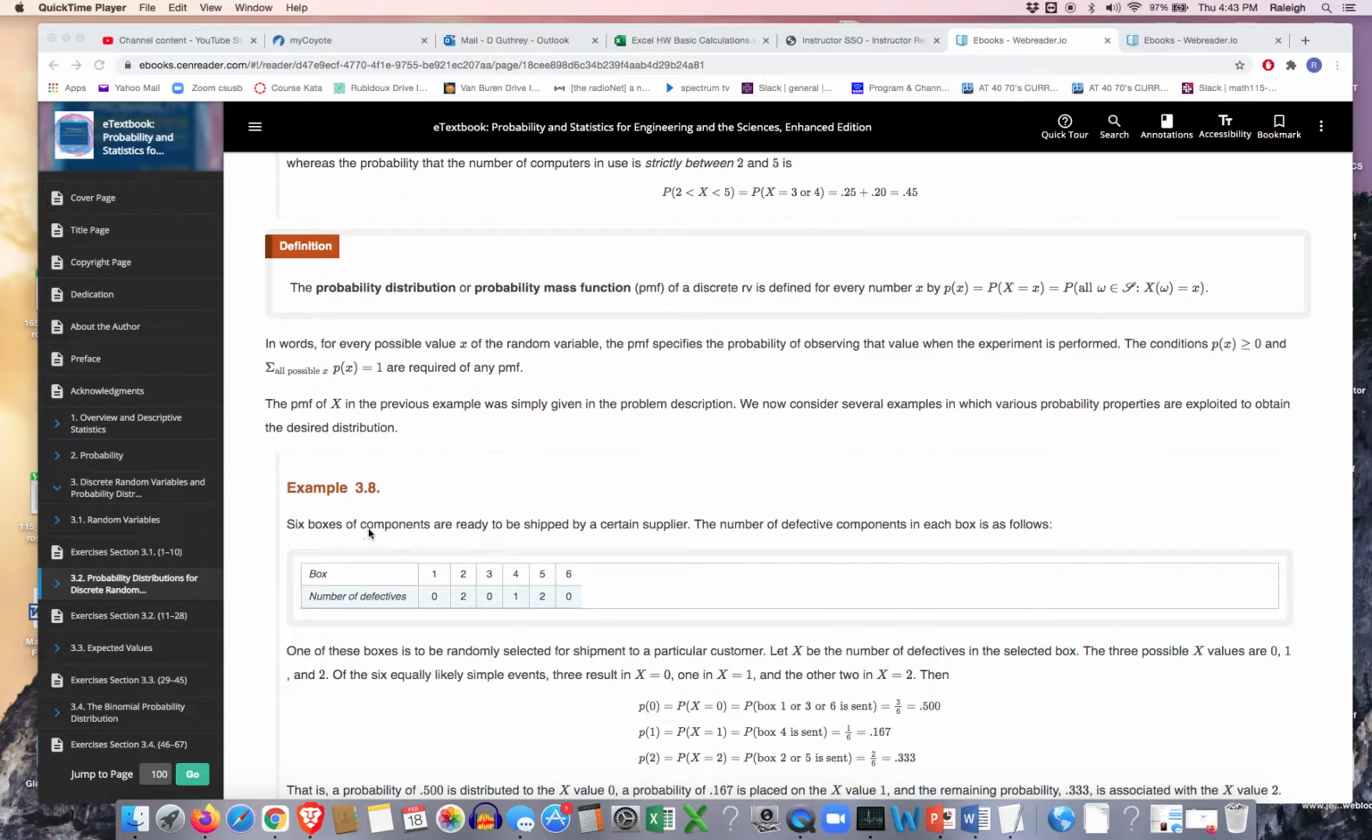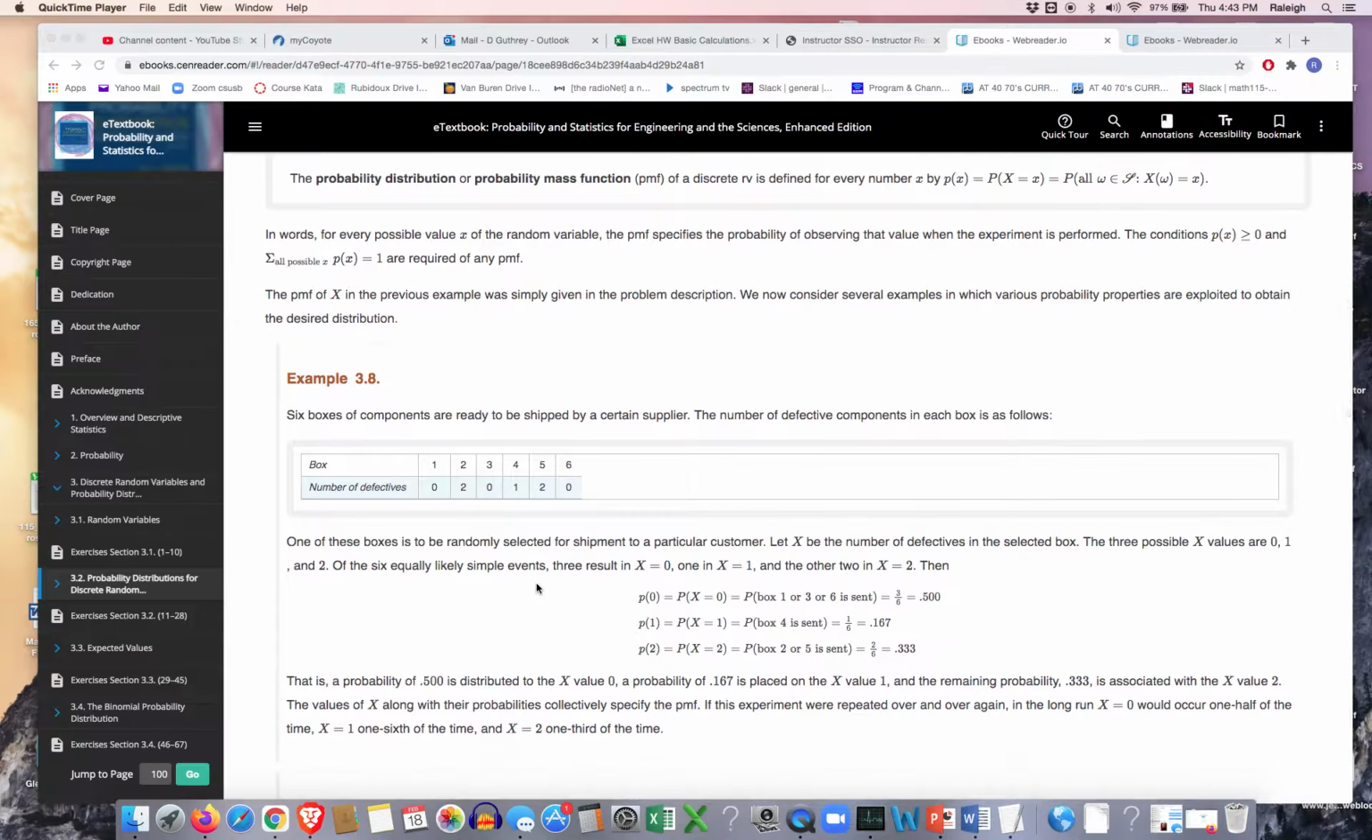So if we have 6 boxes of components that are ready to be shipped by a certain supplier, the number of defective components in each box is as follows. Some of the boxes have no defects. Box number 1, number 3, number 6, no defects at all. But on the other hand, box 2 and 5 have 2 defects apiece. One of these boxes is randomly selected for shipment to a particular customer, and X is the number of defectives in the selected box. There are 3 possible defective numbers. The X's are in blue, 0, 1, or 2.